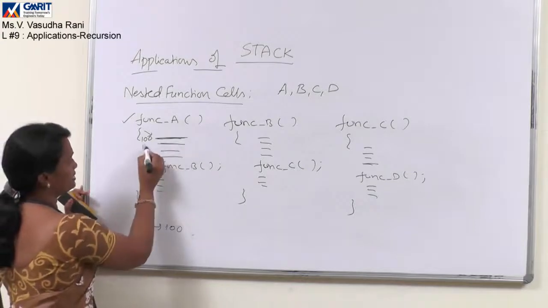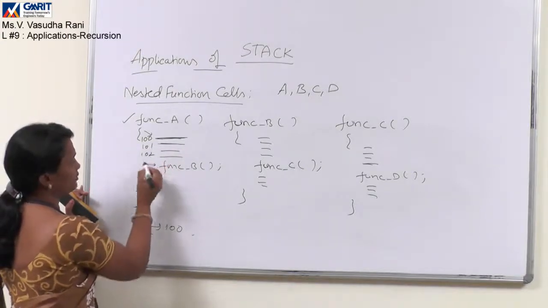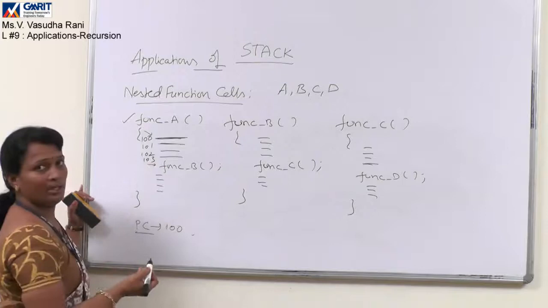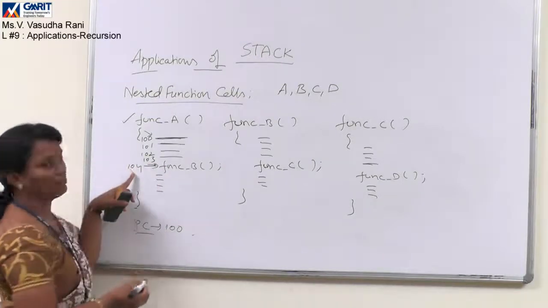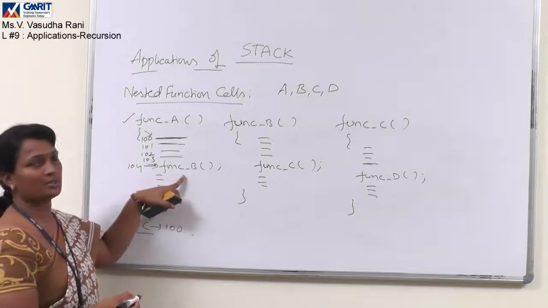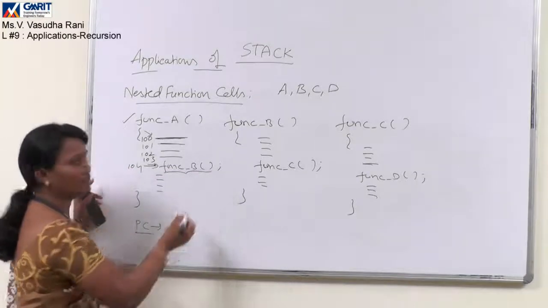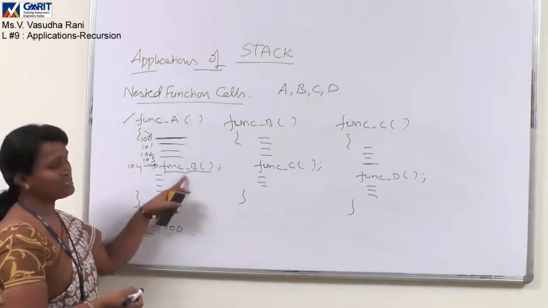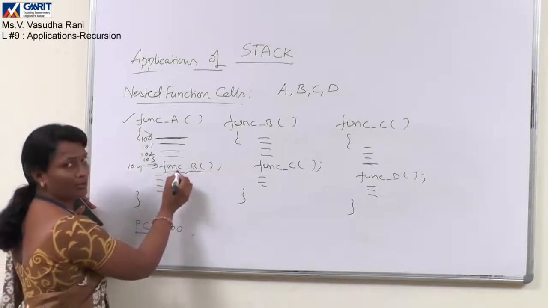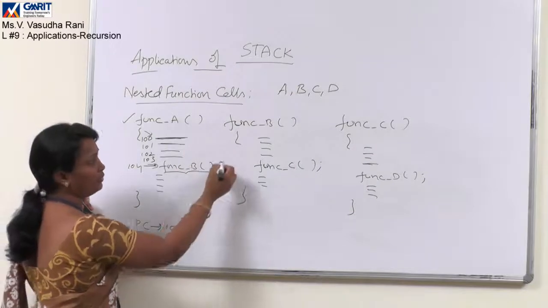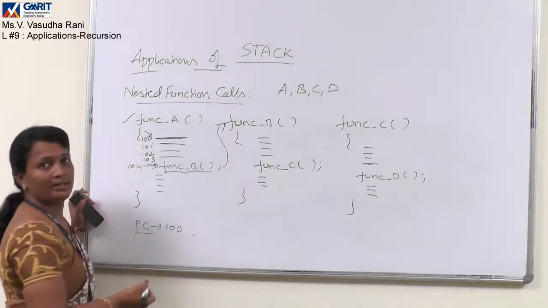Next it will refer to the next instruction 101. Next it will refer 102. Next it will refer 103. And next, when it is referring to the 104 address location instruction, it is not a single instruction to get executed. It is a function call. So what should happen? As it is a function call, control of execution should go to its definition.